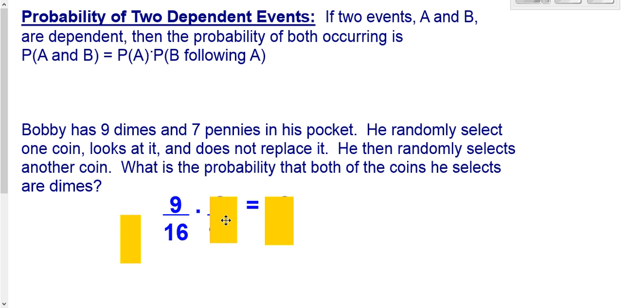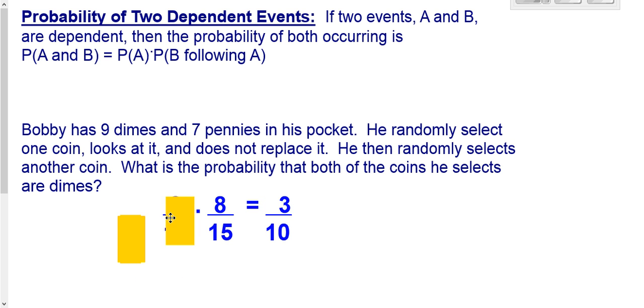Now, if he's trying to get a dime the second time and he's not putting it back and he got a dime the first time, that means there's only 8 dimes left. He also pulled out a coin that first time and didn't put it back, so there's only 15 coins left. So then we could multiply across and get our answer of 3/10.